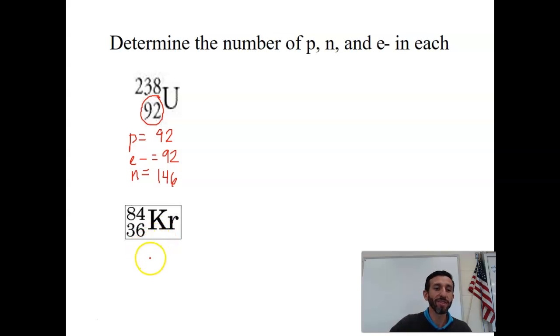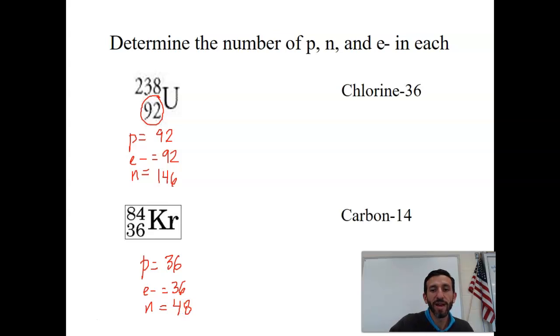Okay, so hopefully you did that. So let's practice this and see if we did it right. So krypton right here has atomic number of 36. So that's going to be the same as the electrons. And then I have a mass of 84. So 84 minus 36 is going to be what? You might need a calculator, but it's 48. All right. Now let's do a couple more practice problems.